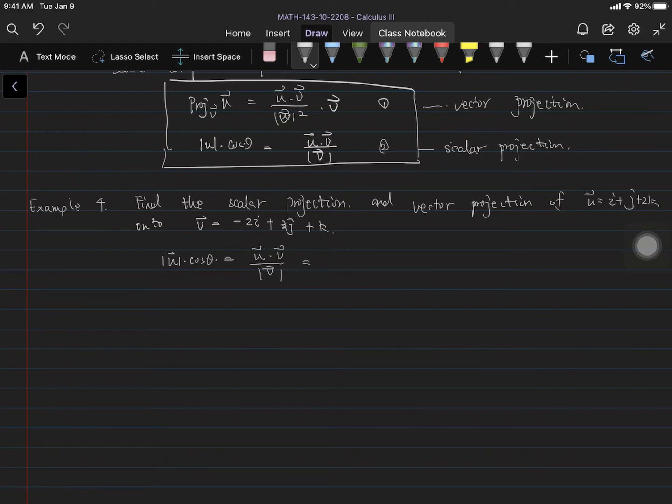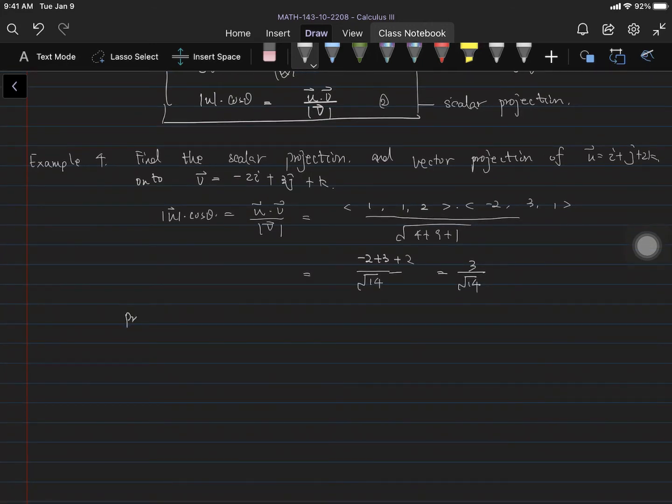So u dot v, I'm going to write down in the component form. So 1, 1, 2, dot, negative 2, 3, 1. I like this way because it's a little easier to see. And the v length should be square root of 4 plus 9 plus 1. So let's do the calculation. So this equals root of 14. And the dot product is negative 2 plus 3 plus 2. So it should be 3 on the top. This is scalar projection.